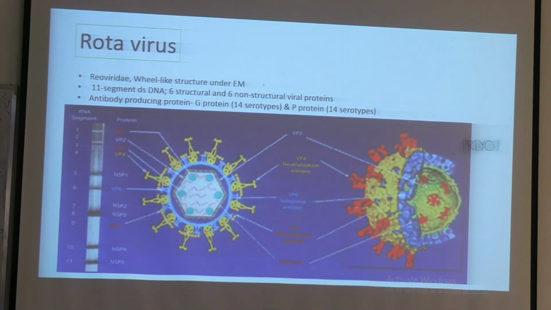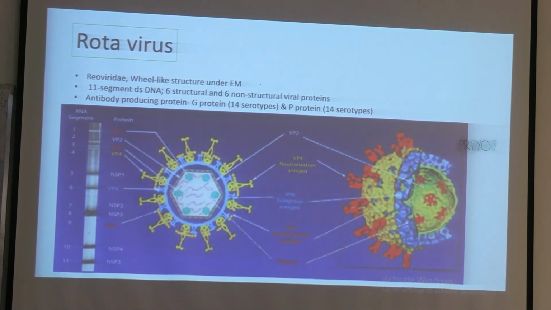These proteins are responsible for creating neutralizing antibodies. This G protein usually produces 14 serotypes and P protein produces 14 types of serotypes. These permutation and combination of G and P, suppose G1 P1, then G2 P2, up to G1 P14, then again G2 P1, like this the permutation and combination going on. These are responsible for producing infection in human intestine.